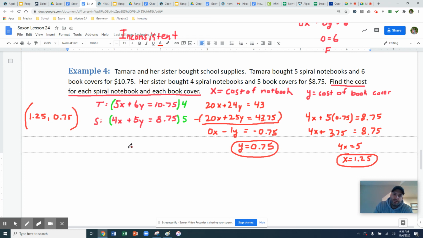So in lesson 24, we're wrapping that up. We have learned our third way to solve systems of equations using elimination. Thanks for joining, and we'll see you next time.